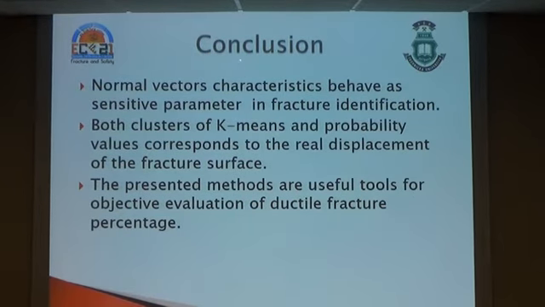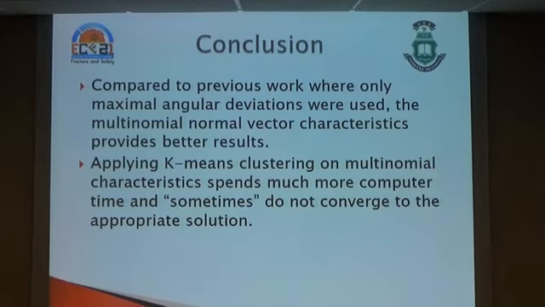Maybe the most important note, I think, is that the normal vector characteristics behave as a sensitive parameter in fracture identification. Both K-means and probability values correspond quite well to the real displacement of the fracture surface, and these kinds of methods could be used to identify the fracture area. Compared to previous work where only the maximum angular deviation was used, the multinomial characteristics prove much better.